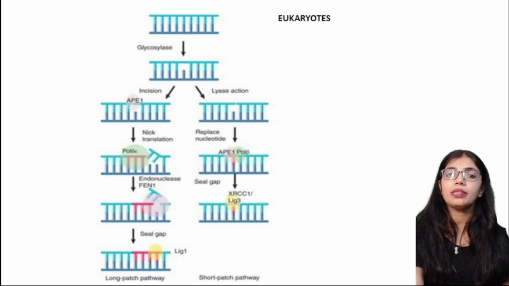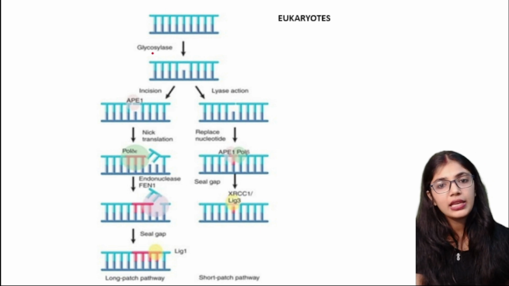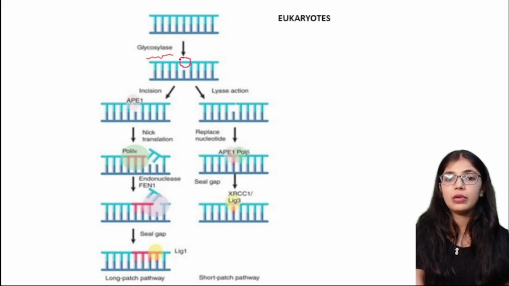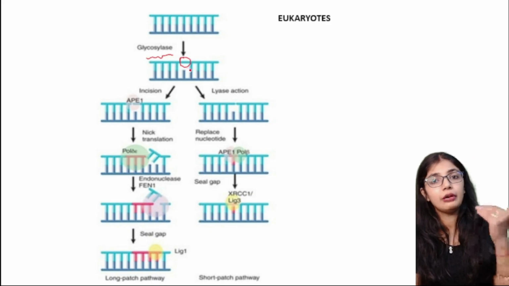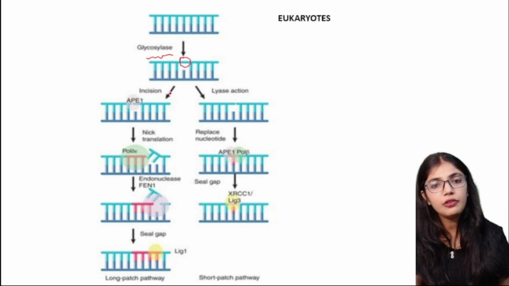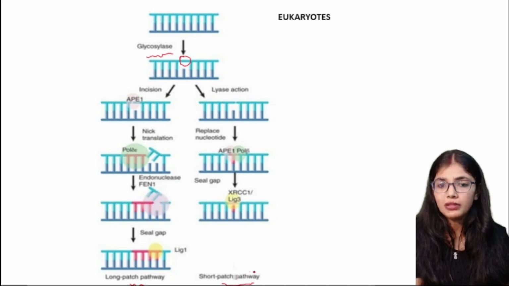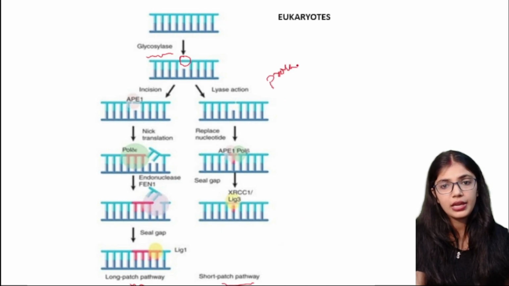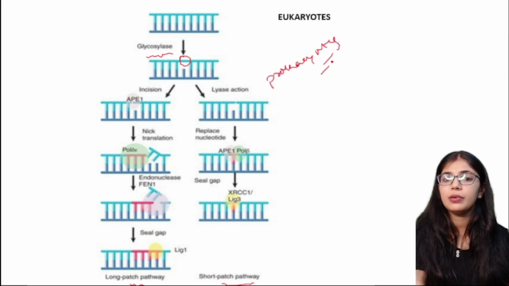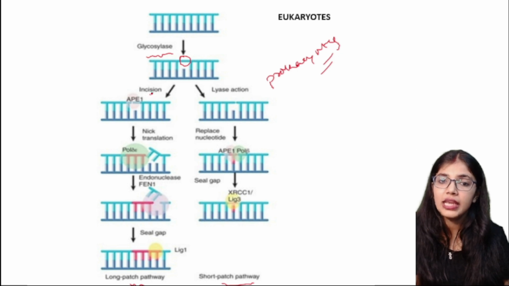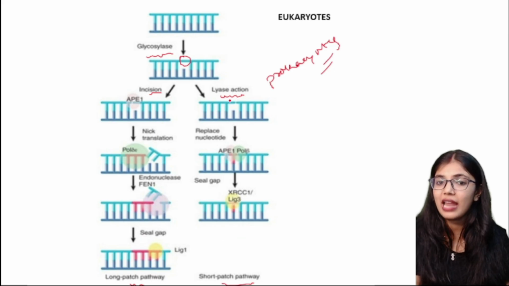Now let us see what happens in case of eukaryotes. Here the glycosylase is identifying which base pair is mismatched, or which base is being modified, and here we can see that there is a short patch pathway and a long patch pathway. The short patch pathway is done by prokaryotes also. It is in both prokaryotes and eukaryotes, but there are changes in some of the enzymes. The first is the incision pathway and the lyase pathway. The short patch pathway is known as the lyase pathway.